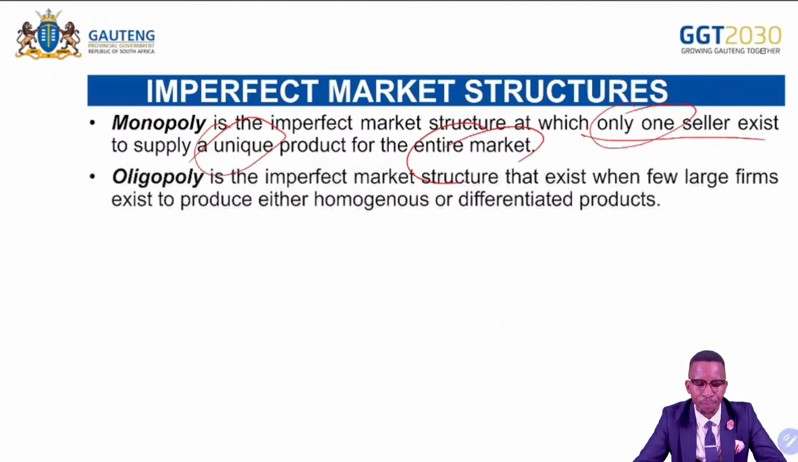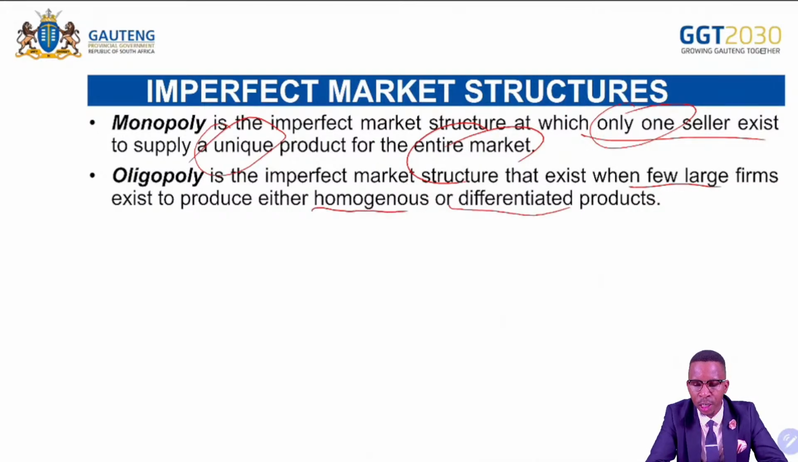Then oligopolies. This is the imperfect market structure that exists when there are few large firms and many buyers. These few large firms can produce either homogeneous products or differentiated products. Remember, if we talk of oligopoly, we have two types, namely the pure oligopoly as well as the differentiated oligopoly. The pure oligopolies are the ones that produce homogeneous, similar or identical products. But the differentiated oligopolies are the ones that produce differentiated products.